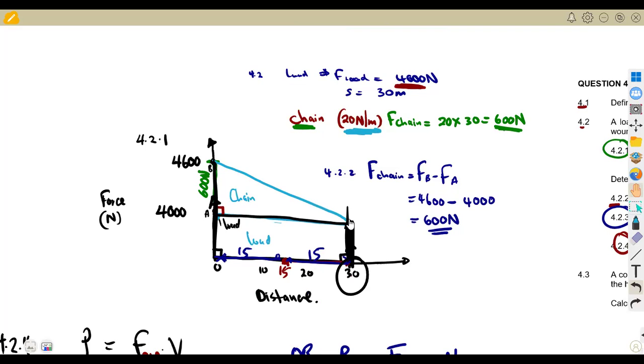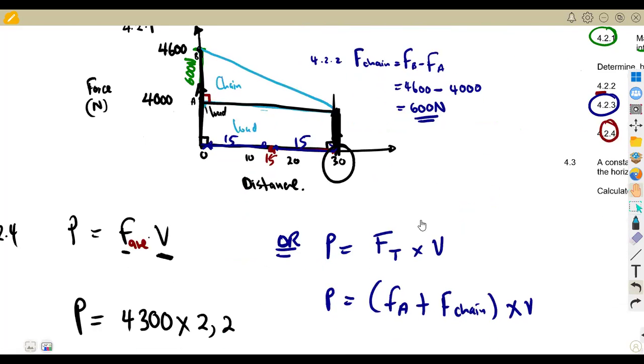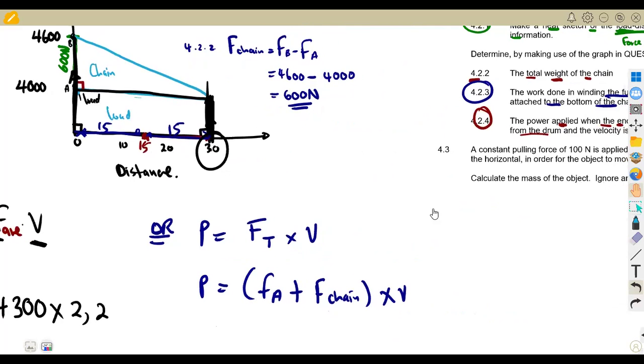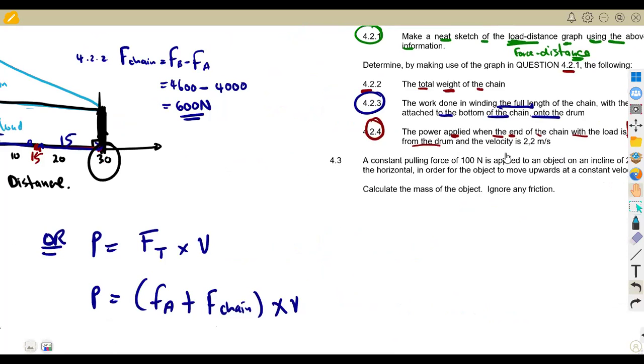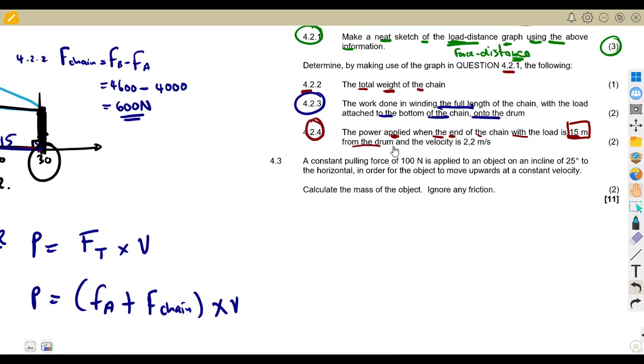That's for the chain. So when you are given that it is 15 meters from the drum, what is going to be the remaining distance? 30 minus 15 is 15. So there's no effect, it's just going to remain as 15. If you are given the top distance, remember, you use the top distance. 30 minus 15 is just 15.